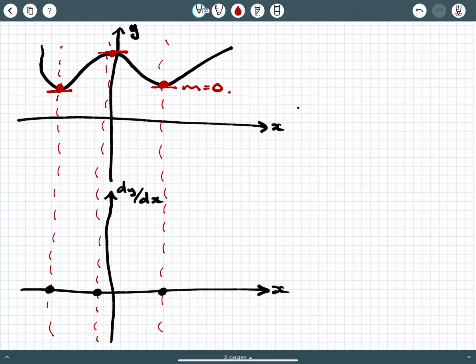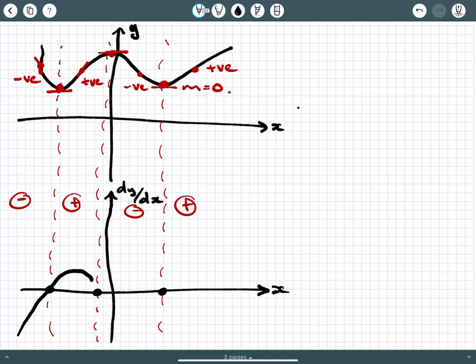Now we're also going to have a look at this graph and see what the slopes are going to be. So here I've got a negative slope. Here I have a positive slope. Here I have negative. And here I have positive. So I'm going negative, positive, negative, positive.